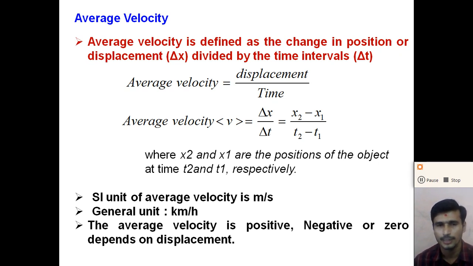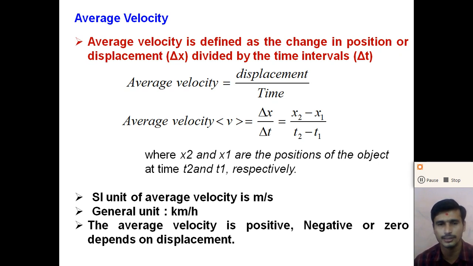One more point, average velocity: here the displacement is a vector quantity. So we can say that the average velocity is also a vector quantity. We require magnitude and direction both to represent the average velocity. So we can say that the average velocity is a vector quantity, right?